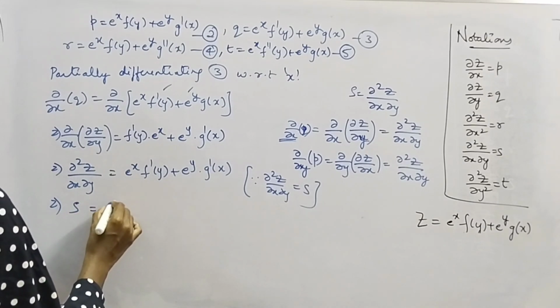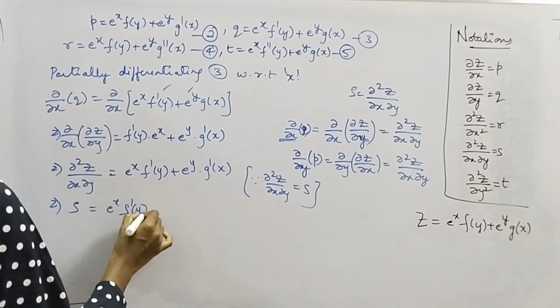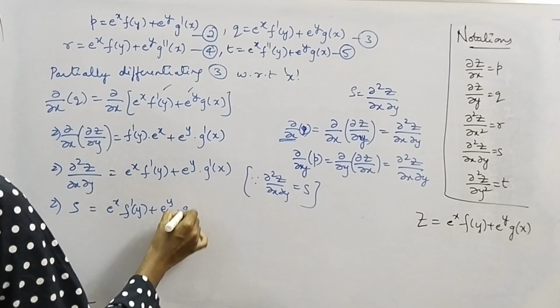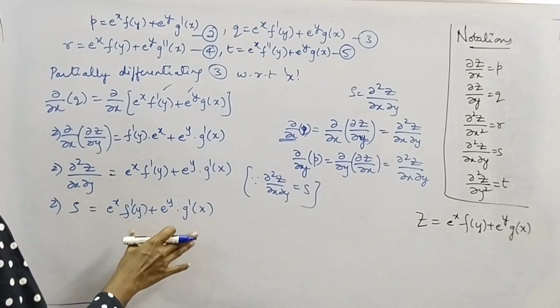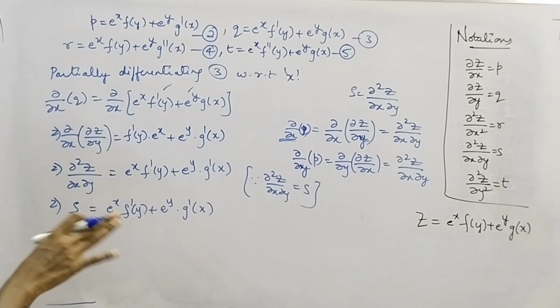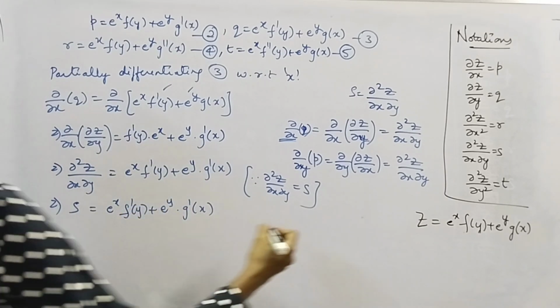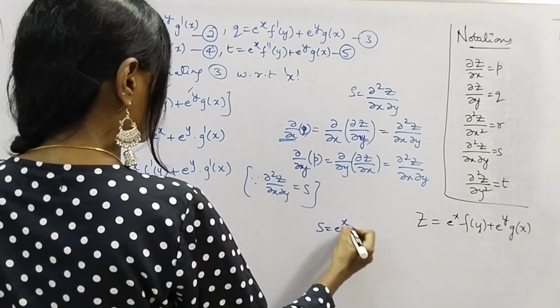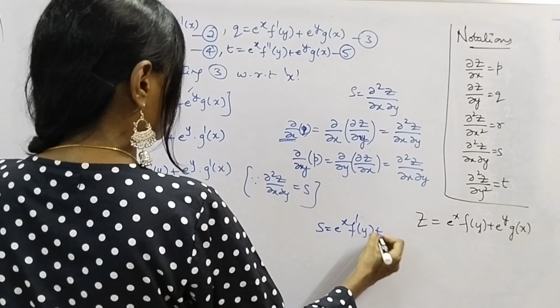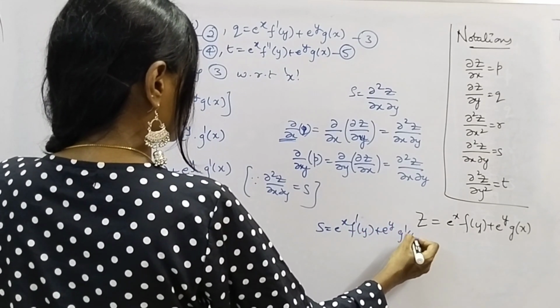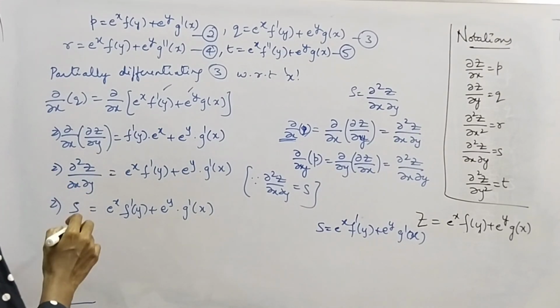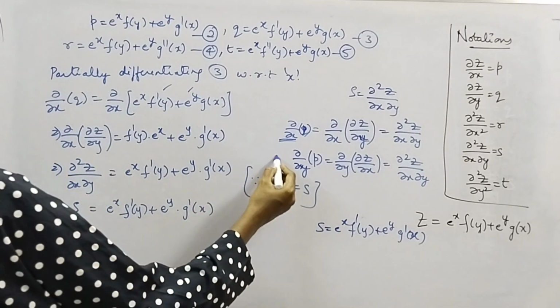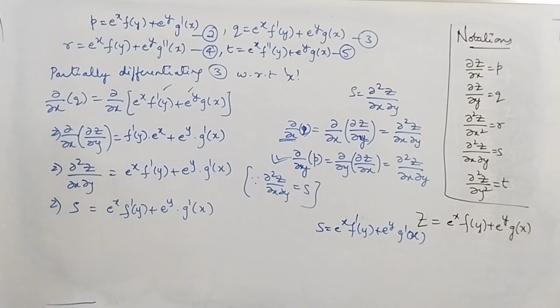You'll get s equal to e power x f dash of y plus e power y g dash of x. See, we got f dash and g dash here. Okay, let it be. Now we got s equal to e power x f dash of y plus e power y into g dash of x, right? Now I'll show you how to find s using p, that is partial derivative of p with respect to y also.